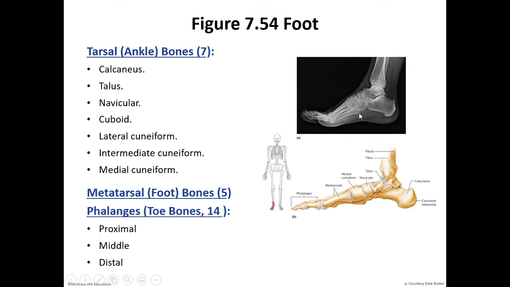The remainder of the ankle bones. First we have a calcaneus, a talus, then all of these smaller bones go navicular, cuboid, lateral cuneiform, medial cuneiform, and intermediate cuneiform.